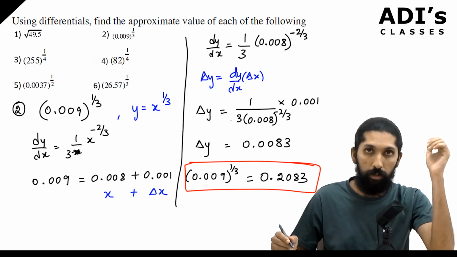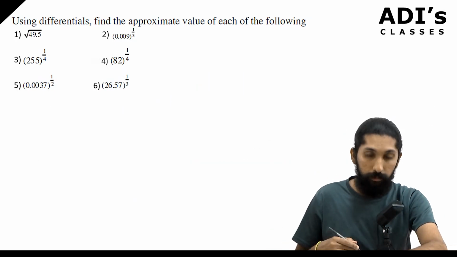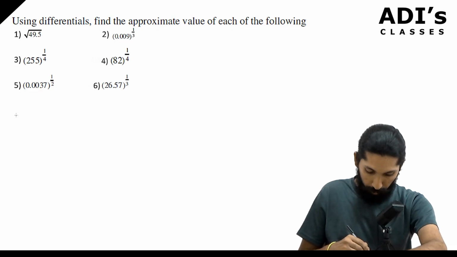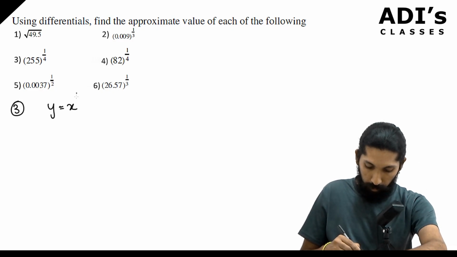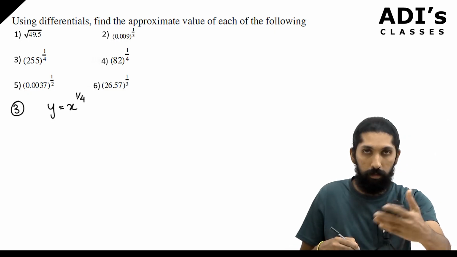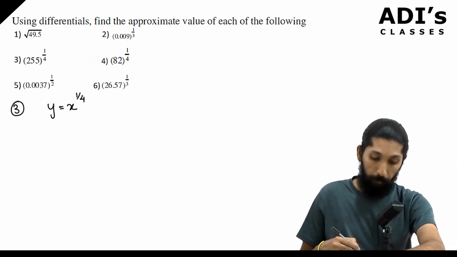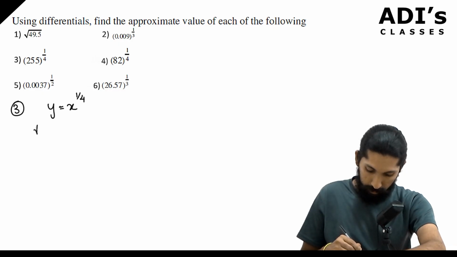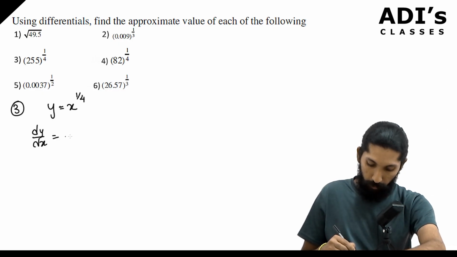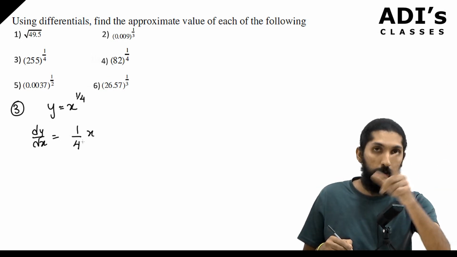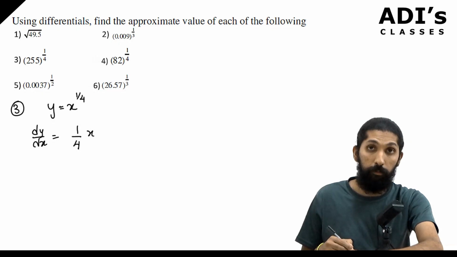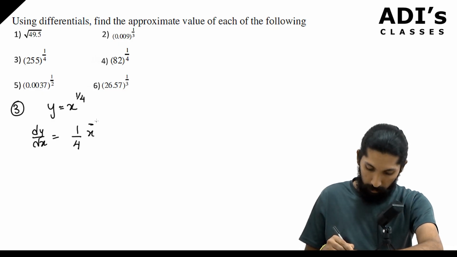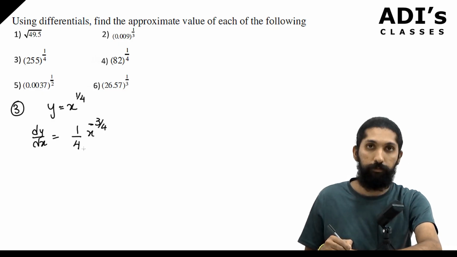Clear? Let's do the third one now. See, for the third one, what you have is y is equal to x power 1 by 4. This is the formula, right? The general equation, what you can say. So, dy by dx is 1 by 4 x to the power of 1 by 4 minus 1. Correct? 1 by 4 minus 1 is minus 3 by 4.